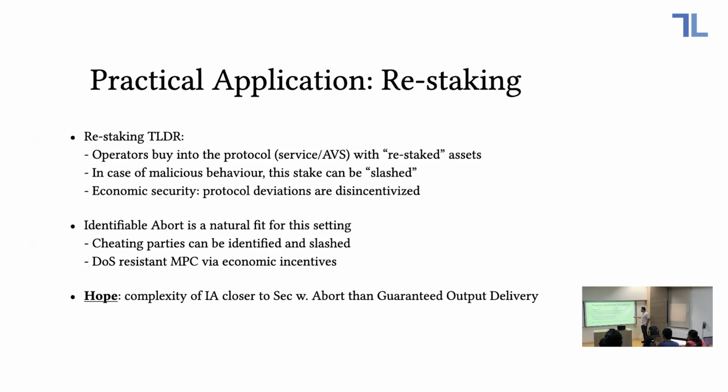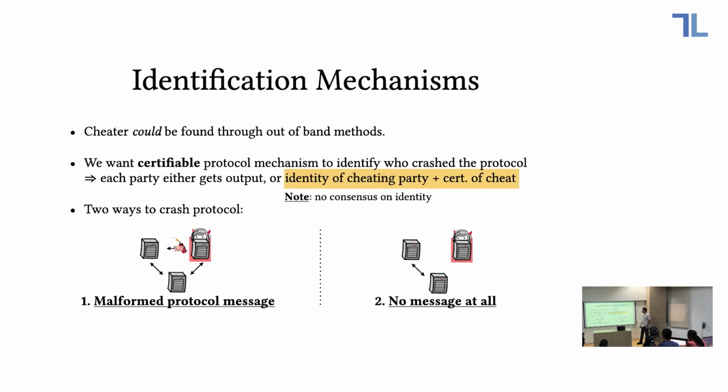And the hope as to why we want to look at these heuristics is that the complexity of achieving identifiable abort should ideally be closer to the cheaper notion, security with abort, than the more expensive guaranteed output delivery notion. In principle, you could use out-of-band methods, and this is what happens in practice today, which is that in case some node has failed for some reason, you try and debug it through systems methods. But for the scope of this talk, and for the scope of provable guarantees in general, we want some protocol mechanism that's going to tell us who caused the problem.